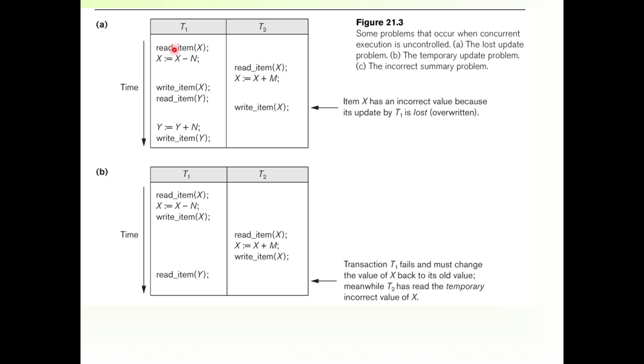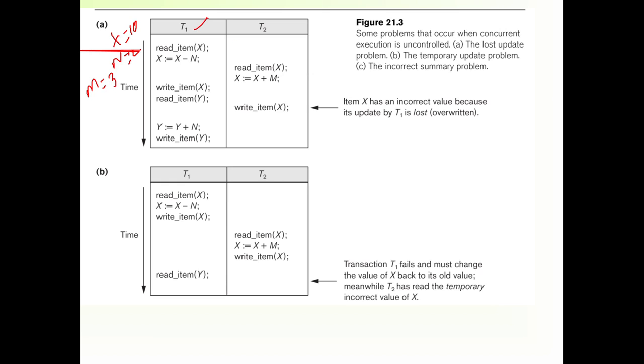Now T1 will make the modification in the X value by subtracting N here, and T2 is making the addition. So after completing these two transactions, what is the X value? Assume I take an example: the X value at present in the database is 10, and the N value is 2, and sorry, the M value is 3.